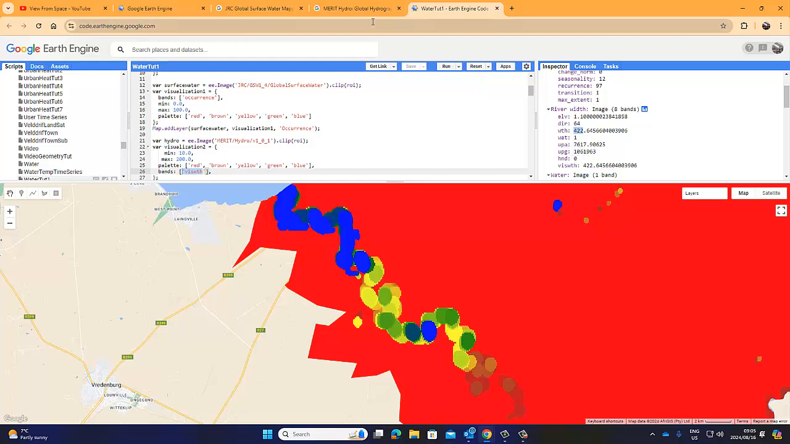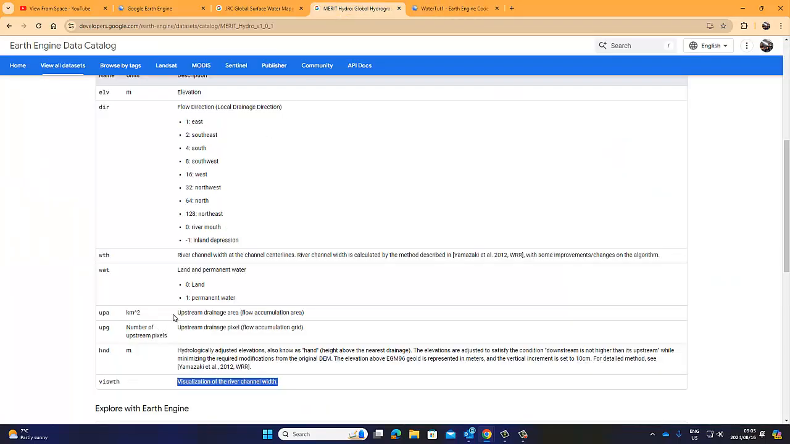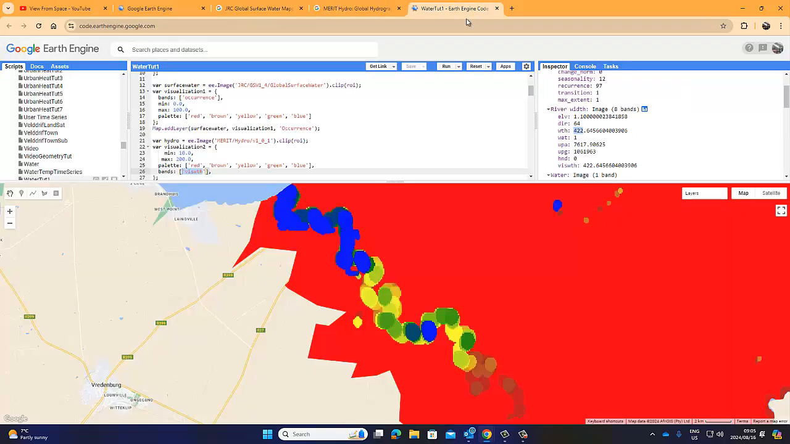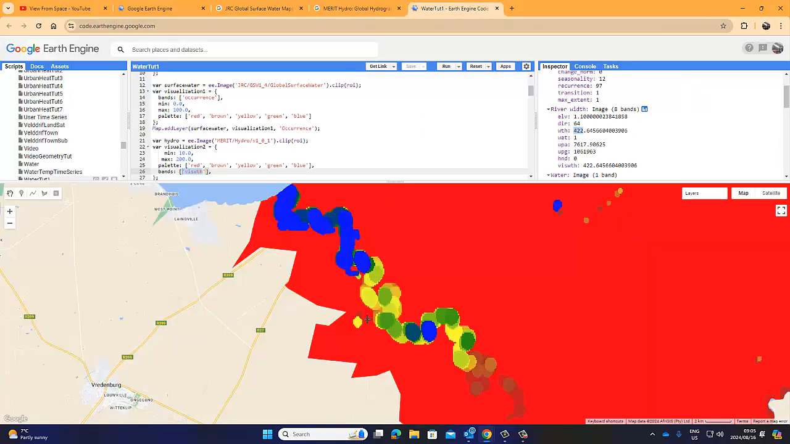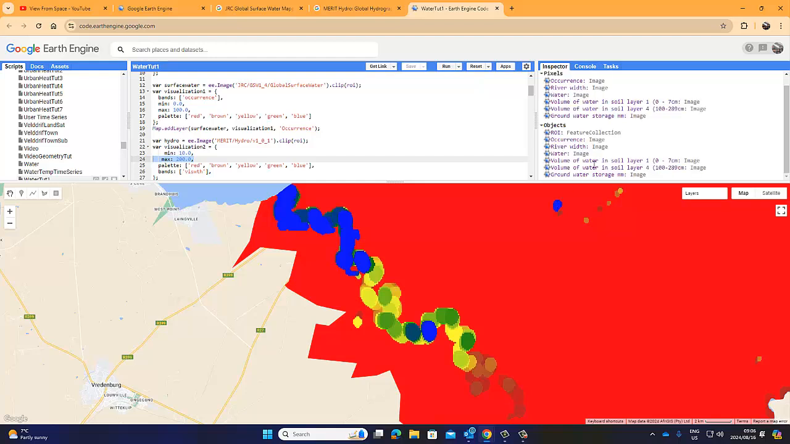UPA, what does UPA mean? Upstream drainage area, flow accumulation area. This is most probably where it receives its water from or something to that effect. I'm not exactly sure what these numbers mean. One will have to spend a bit more time to study them, search for them, do a bit of research on them, etc. So it gives you an indication of width. Blue would be the maximum end of the width, meaning increased width, quite large width, whereas the reddish colors are not much. And it will give you the size of the dams as well, the width of the dam.